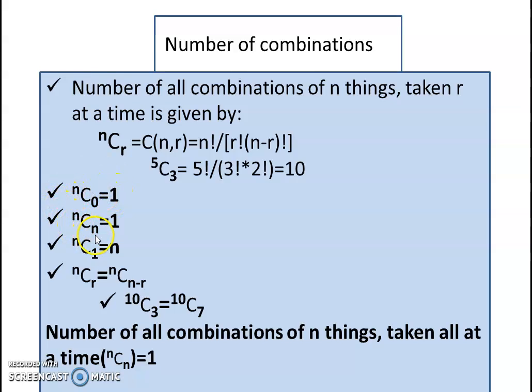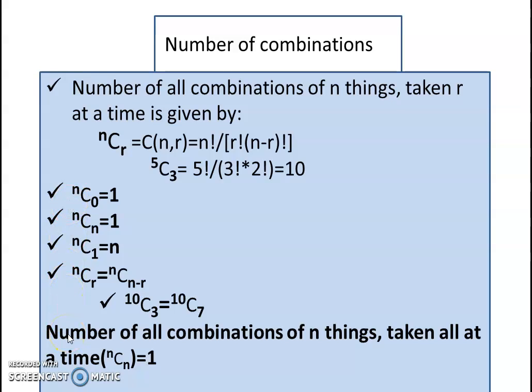Next we have nCn. We are taking n things out of n things, so the answer will be 1. Next we have nC1. We are taking 1 out of n things, so this will be equal to n. Next we have nCr is always equal to nC(n minus r). For example, 10C3 will be equal to 10C7 because 10 minus 3 is 7, so both combinations will give the same result. So these points we need to notice.